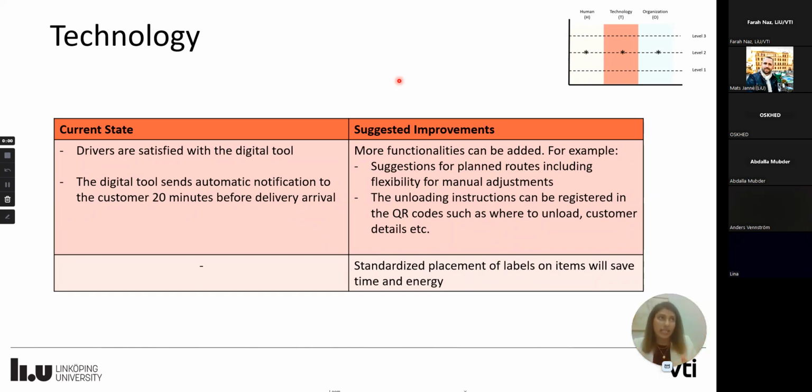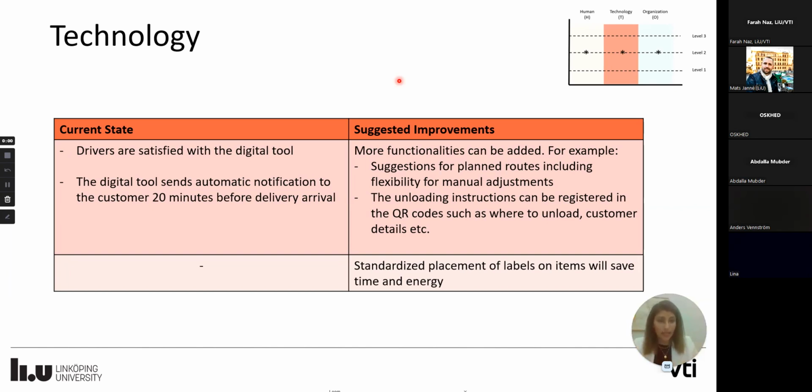But they also raised a concern that even though they send this early notification, in most cases they find that at the construction site, they are sometimes not prepared for the unloading. So that issue is still there, even though they are communicating to the customer that the delivery is about to arrive. So a suggested improvement is that more functionalities can be added.